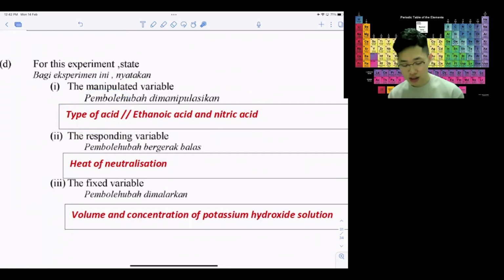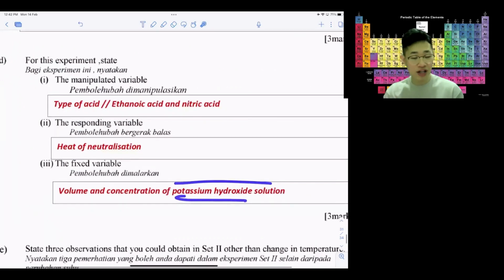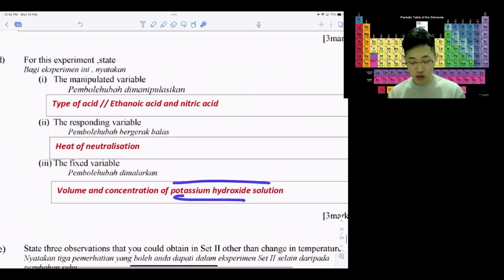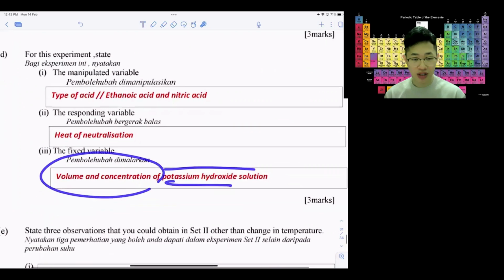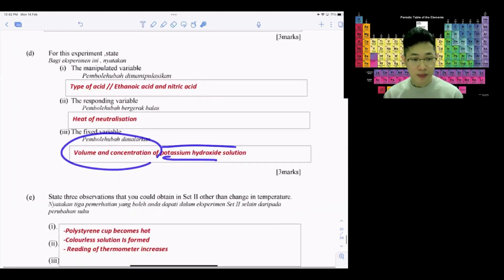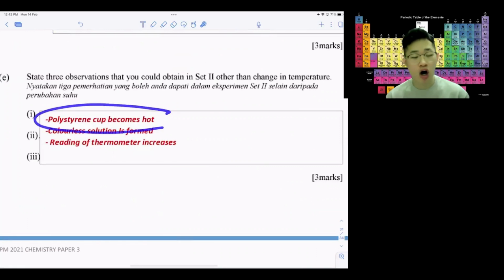What are we trying to find out? Heat of neutralization. Fixed variable. The potassium hydroxide solution is the same for all the experiments, 1 and 2. So I write volume and concentration of potassium hydroxide solution. 3 observations that you can obtain from the experiment. So 1, polystyrene cup becomes hot.